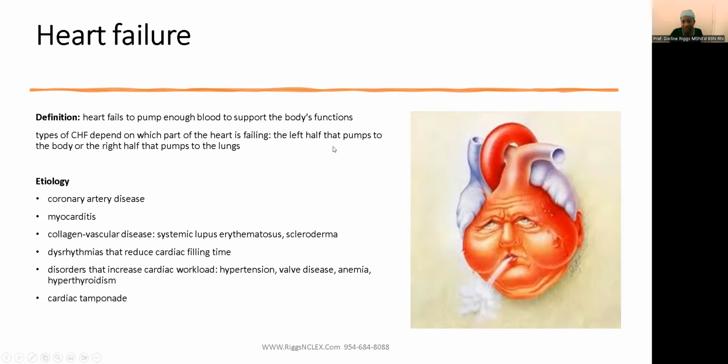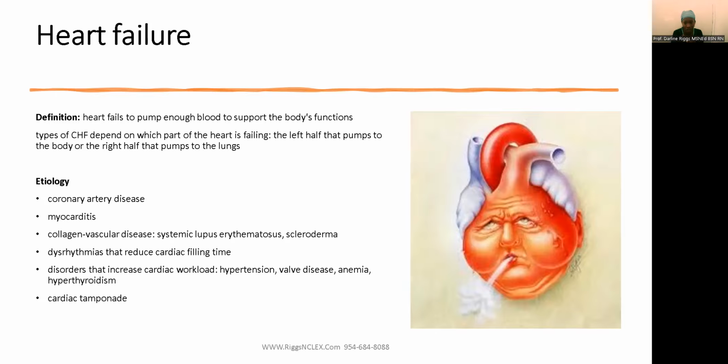Okay, and you know the left half pumps to the body, right? And the right pumps to the lungs. So think about where the failure is, which valve, which ventricle, that way you'll know, is it right-sided or left-sided? That's why the anatomy made such a difference. So many causes, and we've talked about most of them already, not all, but most of them.